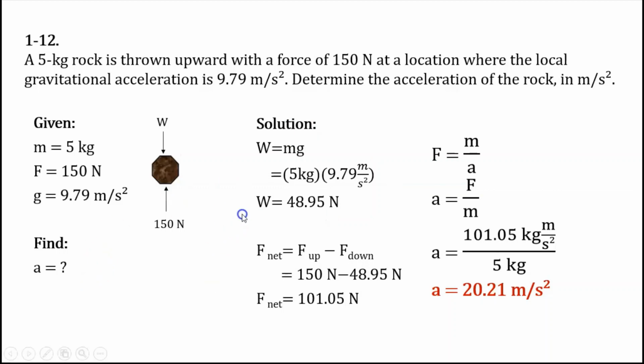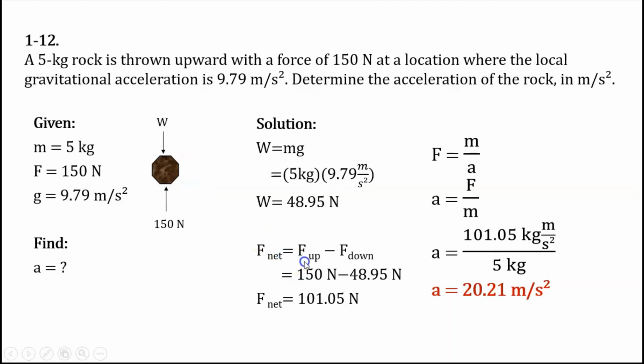So now, since we have the value of our weight, which is acting downward on the rock, we will now solve the total net force of all the forces acting on the rock. So based on our diagram, we only have the vertical forces. So we will now have the summation of the forces acting in the vertical direction. We will assume the forces acting upward are positive.